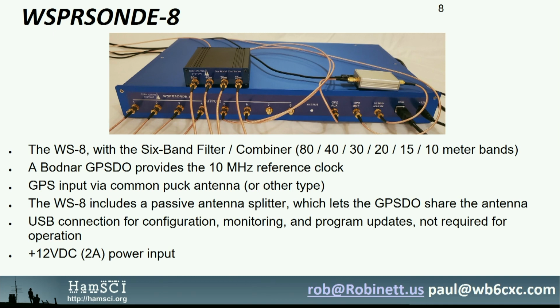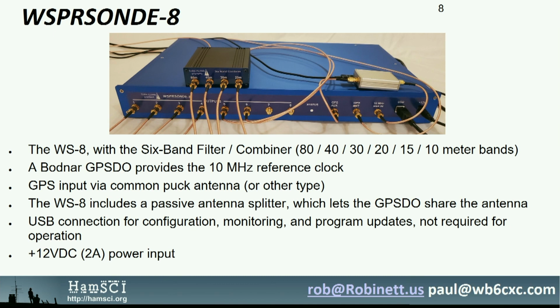But we run these outputs into what I call a splitter combiner, or filter combiner, which is that little box sitting on top. There are 2 more inputs on the back. That's for 15 meters and 10 meters. That little box filters the square waves, turns them into clean sine waves, FCC ham legal sine waves, and then combines them out into 1 output port, which you feed into your multi-band antenna. So with the Bodnar, with the filter combiner, power supply, GPS antenna, you've got a transmitter.